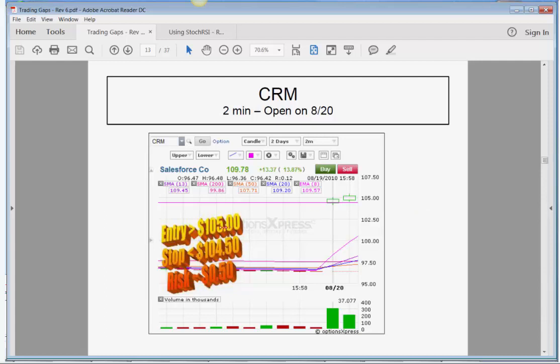My entry was over 105. My stop was 104.50, risking 50 cents. And I'm day trading. I'm not looking at this to be a swing trade in this particular instance. Why do I set the stop of 104.50? Well, 104.50 is about where the bottom of this candle is, the line here, the magenta line.